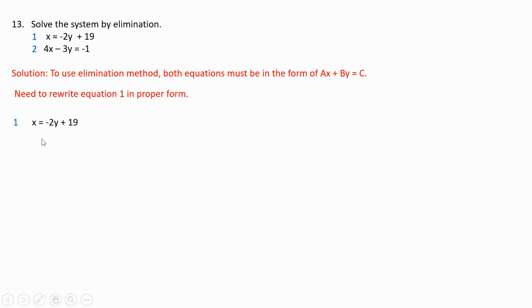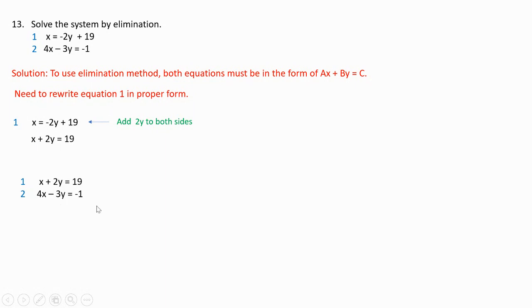So we're going to add 2y to both sides, right? Because we have to have the x and the y on the same side. It has to be ax plus by equals c. So it gives us x plus 2y equals 19. So now equation 1 is in proper form.